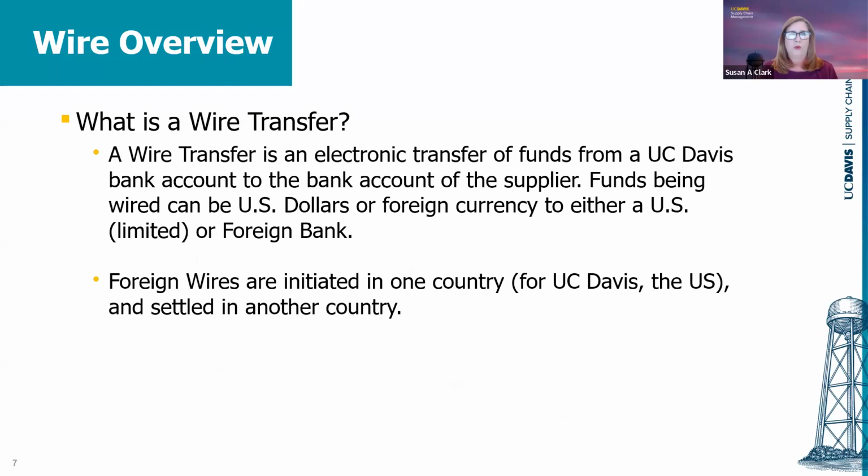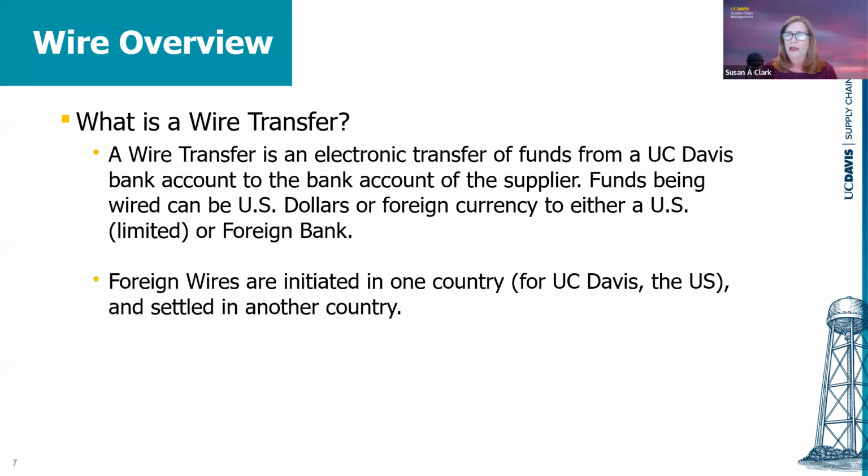So this is our wire overview. What is a wire transfer? A wire transfer is an electronic transfer of funds from UC Davis, our bank account, to another account, which is our supplier. The funds can be wired in US dollars or foreign currency to either a US bank or a foreign bank. The US bank wire transfers are very limited. We all know that. Wires are typically reserved for our foreign vendors.